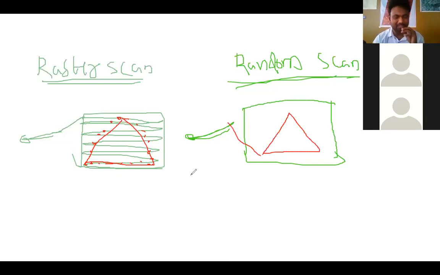Do you understand the difference between the raster scan and the random scan? Tell me, respond. If you don't, I'm going to explain one more time, no problem.